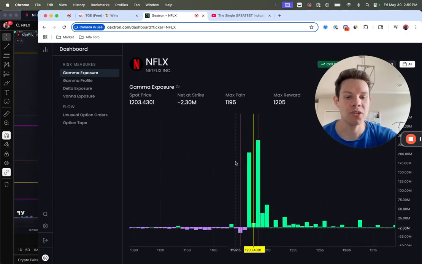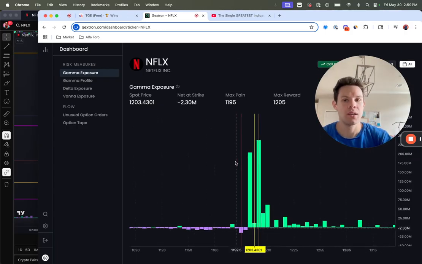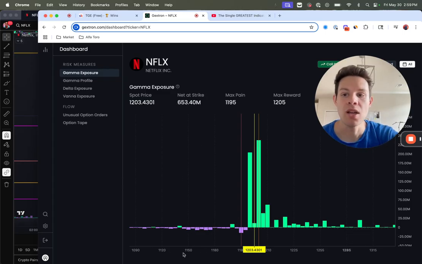Okay, Gextron. When we look at this chart, we just want to look at the tall bars, whether they're positive or negative. Those are going to give us an indication of where the key levels of support and resistance are. Now, the levels are way different today because Gextron is always calculating the future key levels as the option market's going, right? So trading hours.